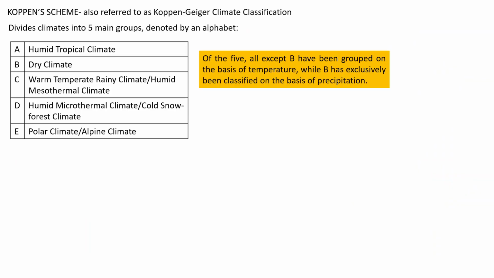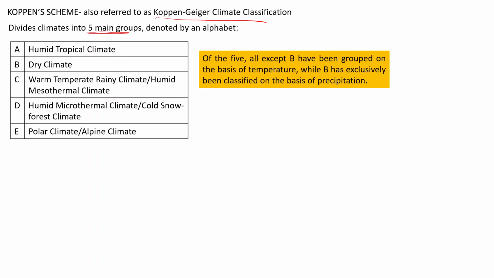Koppen's scheme, also referred to as the Koppen-Geiger climate classification scheme, divides climates into five main groups, each denoted by an alphabet: A, B, C, D, E. A is humid tropical climate, B is dry climate, C is warm temperate rainy climate or humid mesothermal climate, D is humid microthermal climate or cold snow forest climate, and E is polar climate or alpine climate.